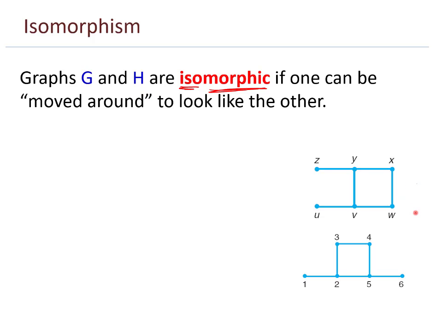And so these two graphs here are isomorphic. If I take this top one and maybe I rotate it 90 degrees counterclockwise, I'll get a picture like this. And then maybe I'll take the two legs and I'll spread them out, and we get something like that. And then it looks like the picture down on the bottom.